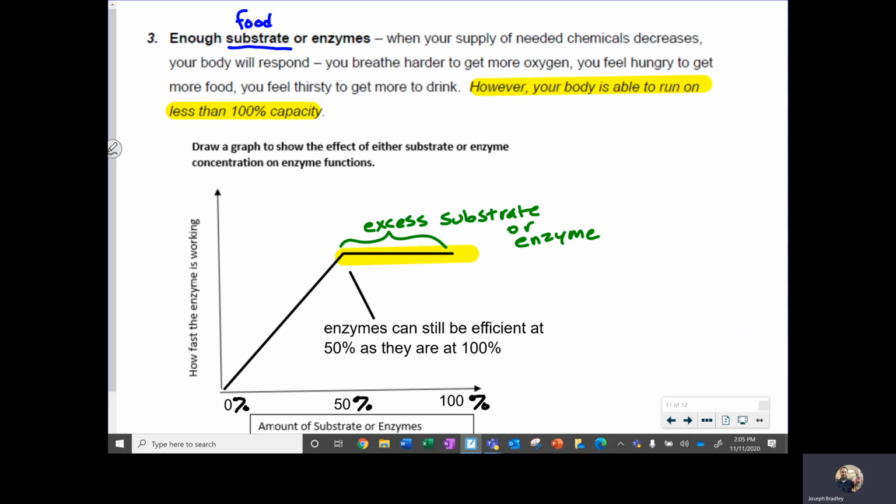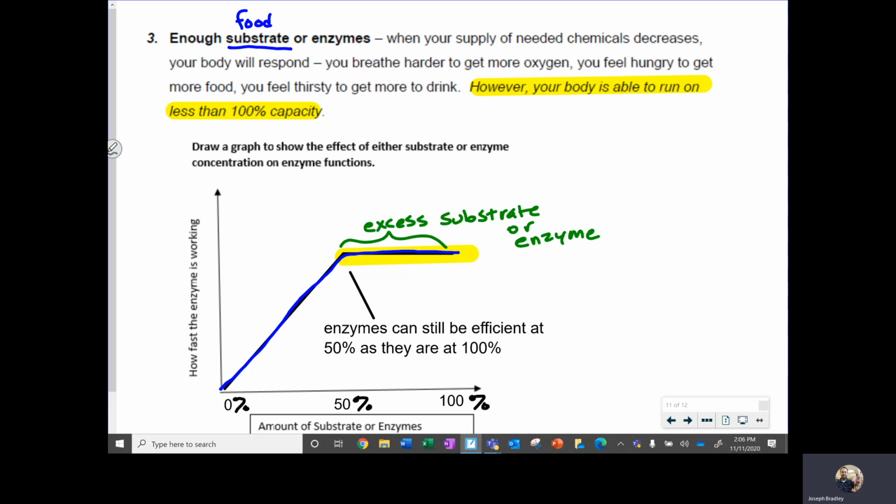And note, it says your body is able to run at less than 100% capacity. And this is what I mean by that. I want you to draw in this graph. You draw a graph that goes up and then levels off. What you're showing here is that your body, in some cases, can run where you only have about 50% of what would be like a half tank of gas. Think of this as the gas that you need. You can still run pretty much at full throttle on half a tank of gas. But once your gas gets below half the tank, then you need to refill.